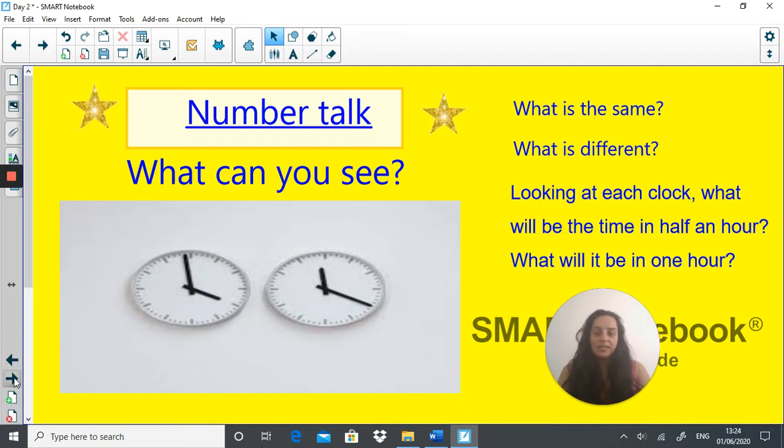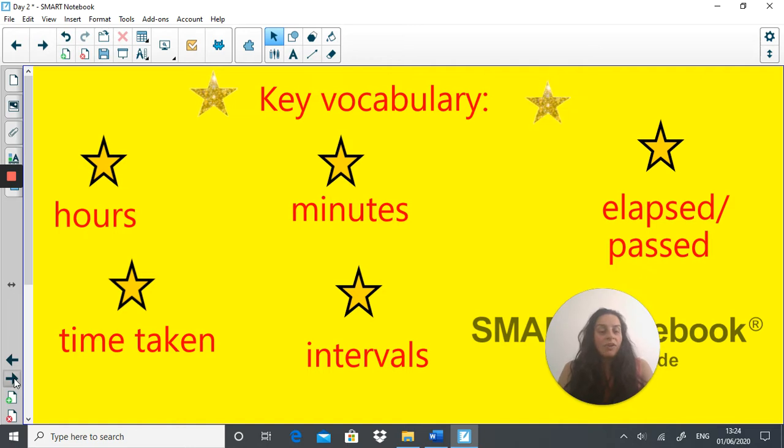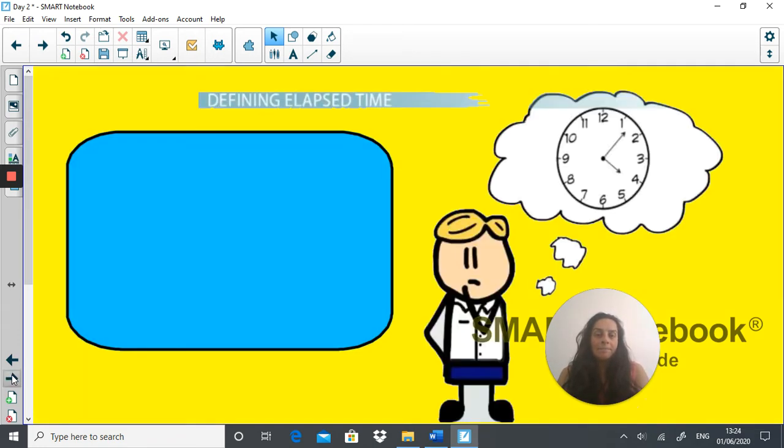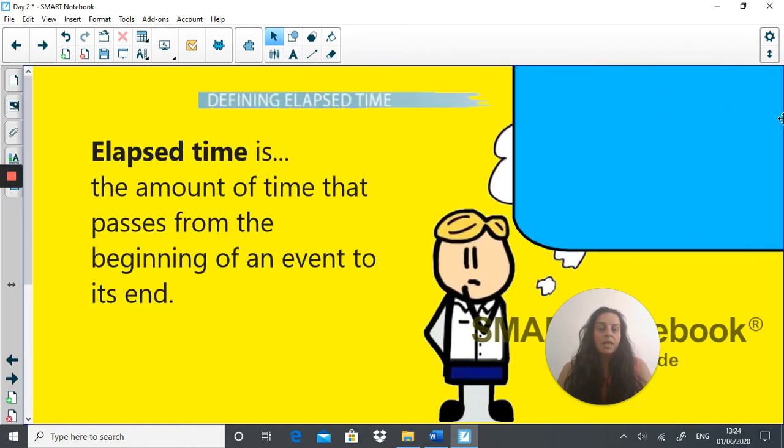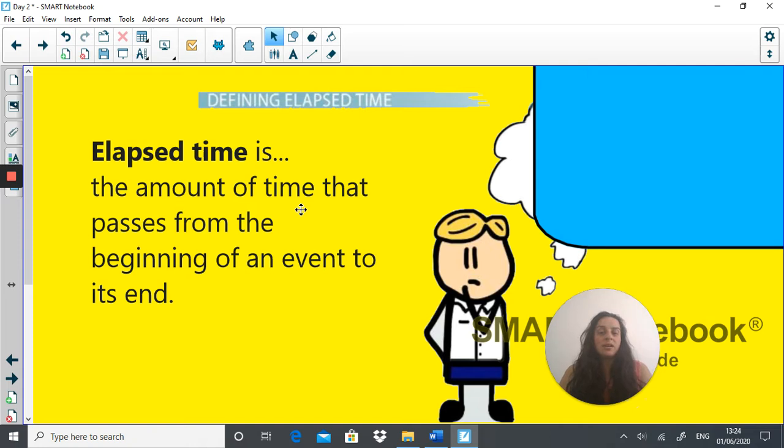So let's get started. So our key vocabulary is the same as yesterday. Hours, minutes, elapsed, which means past, as we know, and time taken, and intervals. So we looked at the definition of elapsed time yesterday. What I want you to do now is have a go at trying to write down the definition in your books. So what does elapsed time mean? So elapsed time is the amount of time that passes from the beginning of an event to the end. And hopefully you will remember that.